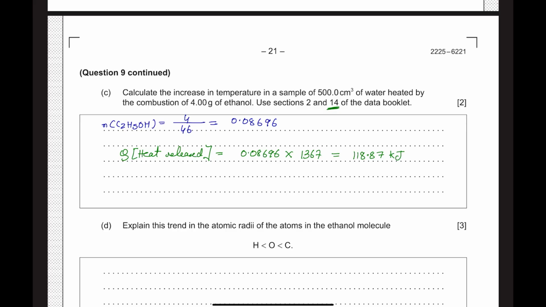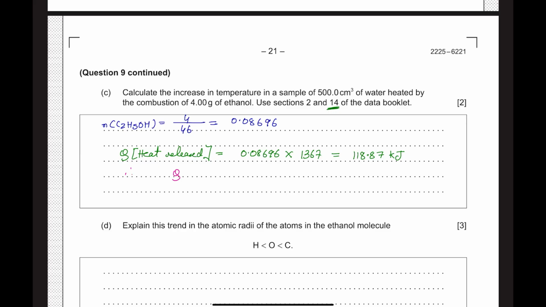So you might wonder why I rejected the negative sign on delta H. Because I have already assumed this is the heat released. Negative delta H means heat has been released. So if I write it as the heat released, then I'm already considering the negative in the statement itself. So 118.87 kilojoules of heat was released.